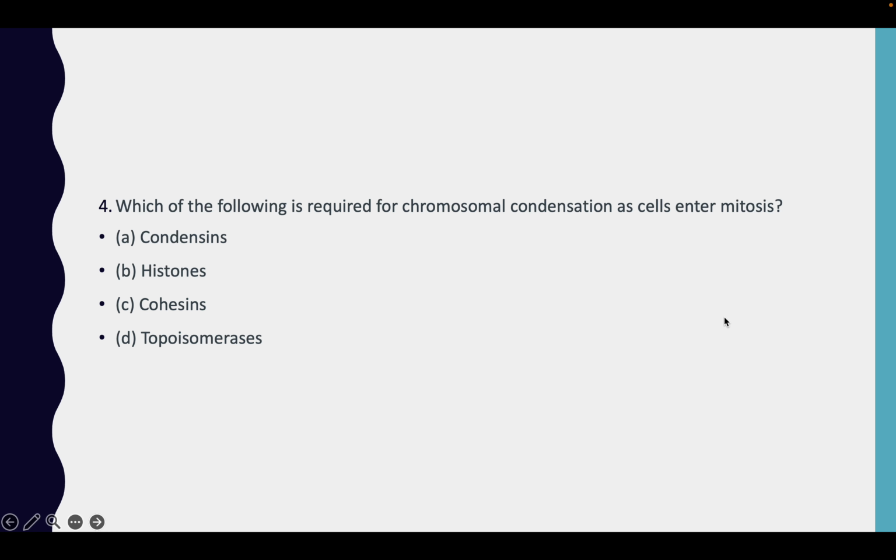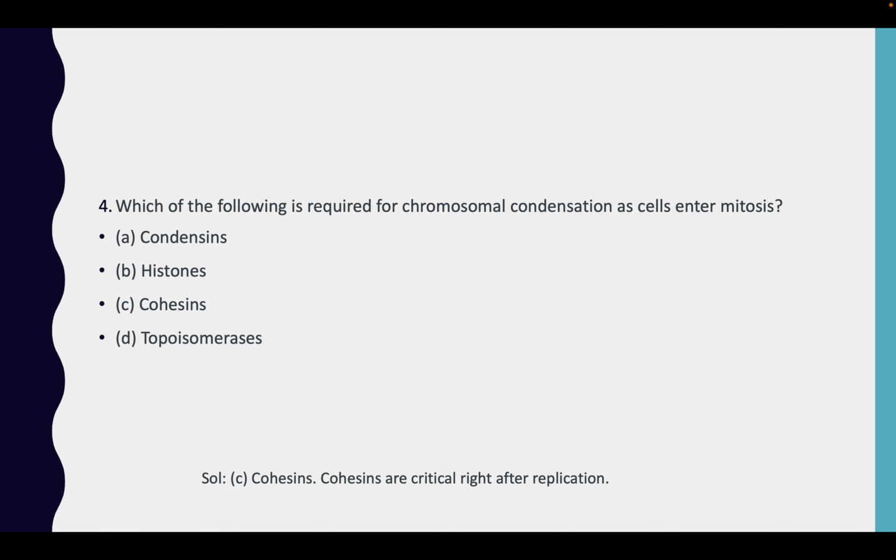Okay. So here, option C, ma'am. Also, condensins have a role in chromosomal condensation as cells enter mitosis. So condensins can also be the correct answer here.